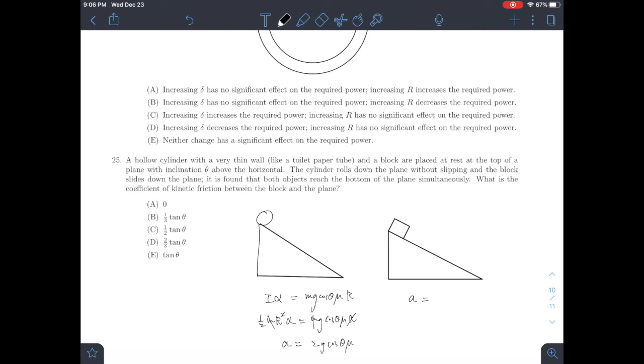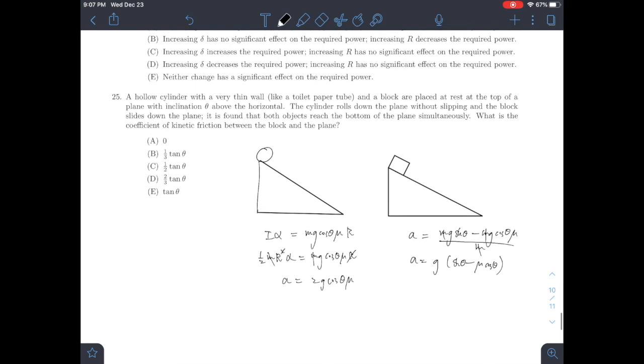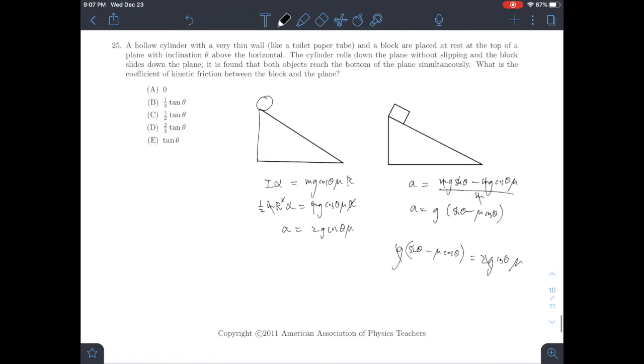Right. Then we calculate the acceleration for the block on the ramp with the existence of friction. So we have mg times sine theta minus mg times cosine theta times mu, divided by m, equal to a. So a equals g times sine theta minus mu cosine theta. And we equate the a's to be the same. Then we have g times sine theta minus mu cosine theta is equal to 2g times cosine theta mu. Then g cancels out. We have sine theta is equal to 3 cosine theta mu.